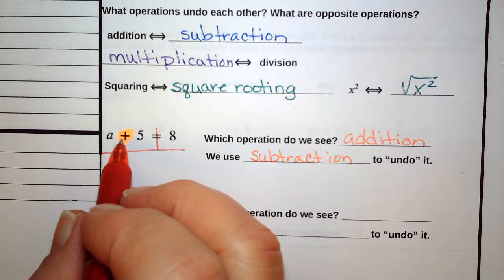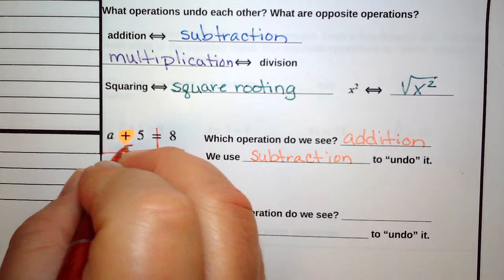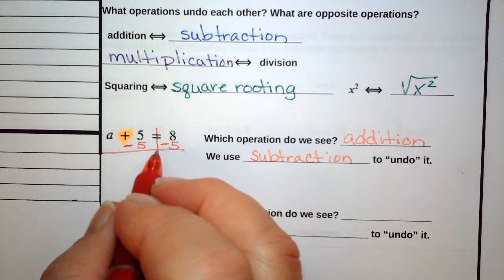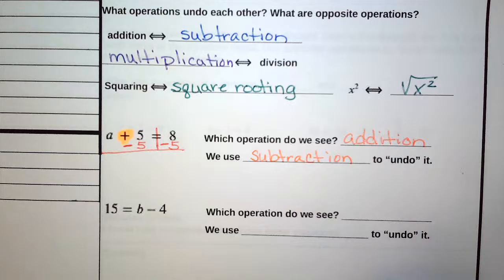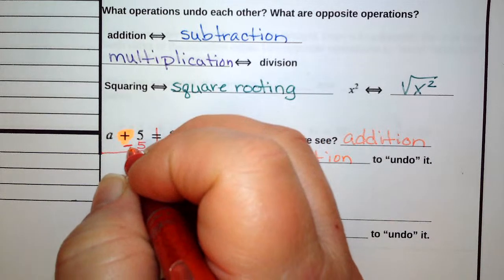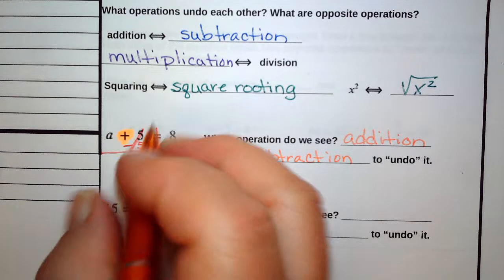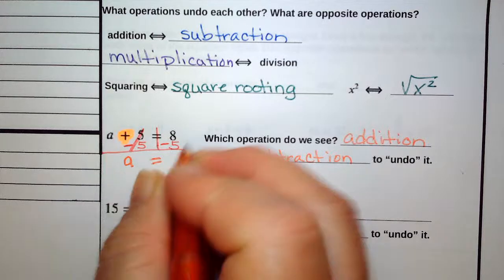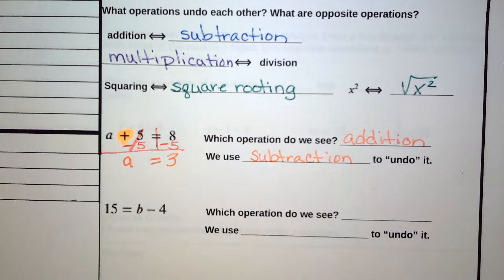So this is a plus 5 equals 8. I've added 5. To undo it, I subtract 5. Now that line tells me that I've got to do a mirror image on both sides of what I've just done. Positive 5 plus negative 5 is 0. A is equal to 8 minus 5 is 3. And that's my answer.